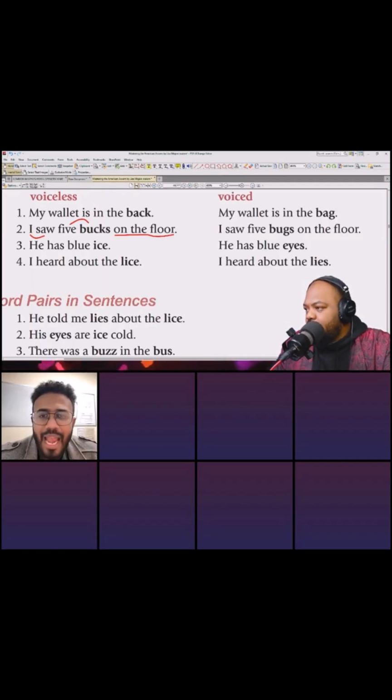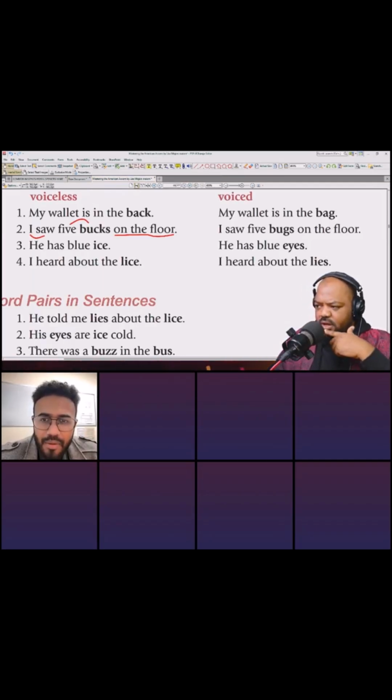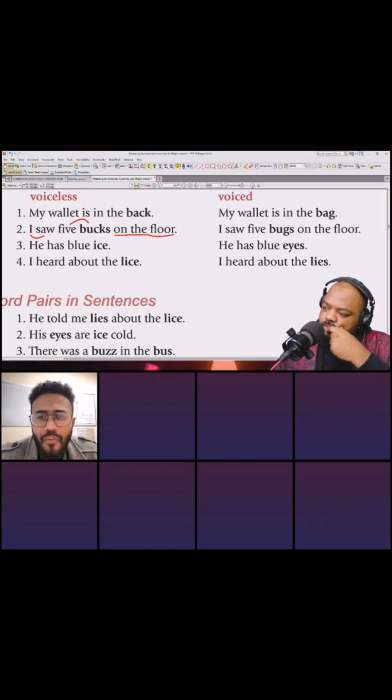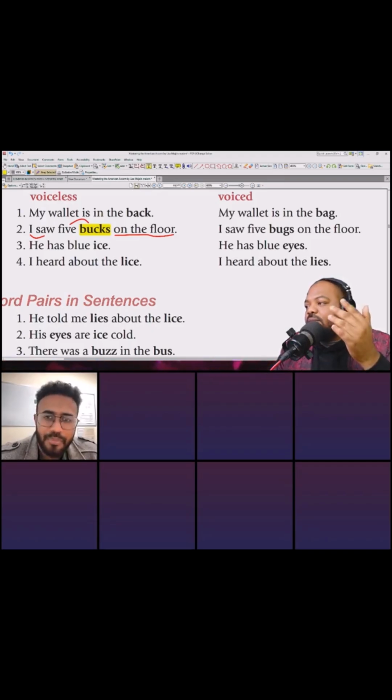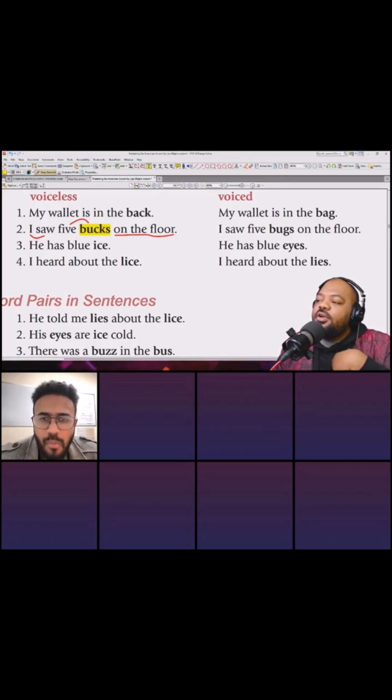So let's continue. So we have "I saw 5 bugs on the floor." Say it again. Yeah. I saw 5 bugs on the floor. Very good. Now, if I asked you, what do they mean by $5? Dollars. Very good. So you understand that. Yeah. This is not part of the regular language.